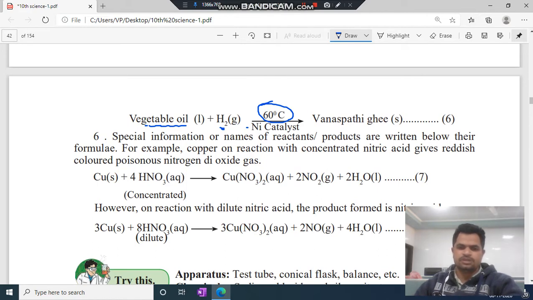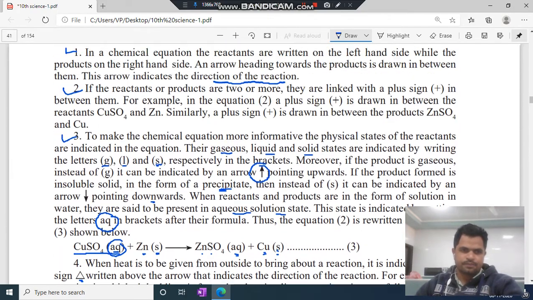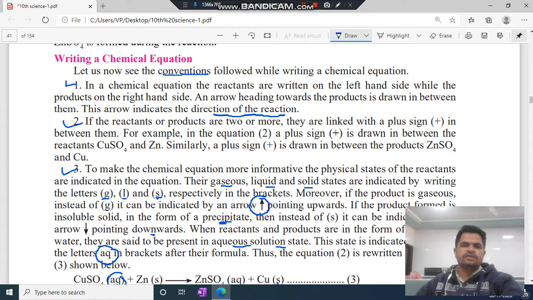The name nitrogen dioxide we can write here, and nitrogen oxide, nitric oxide, we can write here. This way we have finished the topic of the conventions followed for writing reactions. So this is a very simple topic.